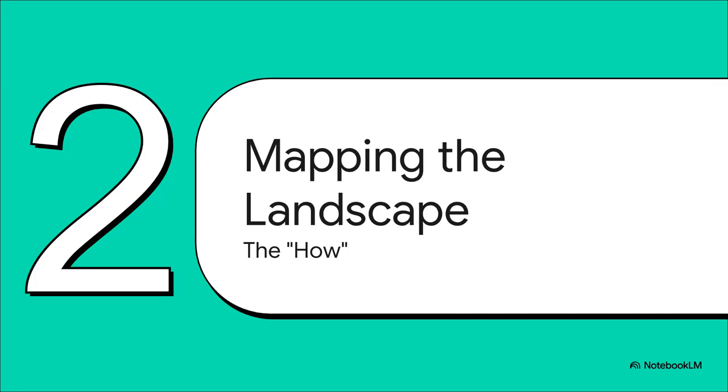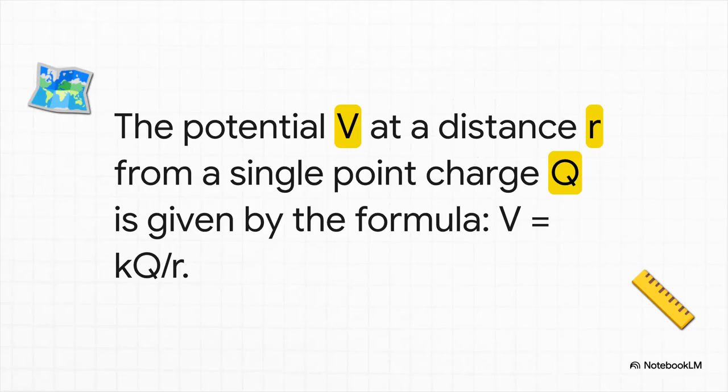All right, so we've got the concept, the why. Now let's get into the how. How can we actually map this invisible landscape and start predicting how things are going to behave? And believe it or not, our mapmaker is this beautifully simple formula. It's what lets us calculate the electrical height, the potential, at any distance r away from a single source charge q. With this one little equation, we can map out the entire landscape it creates.